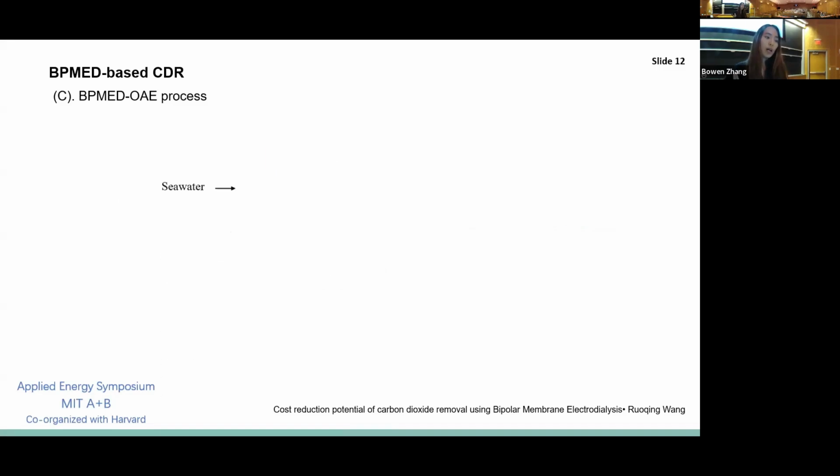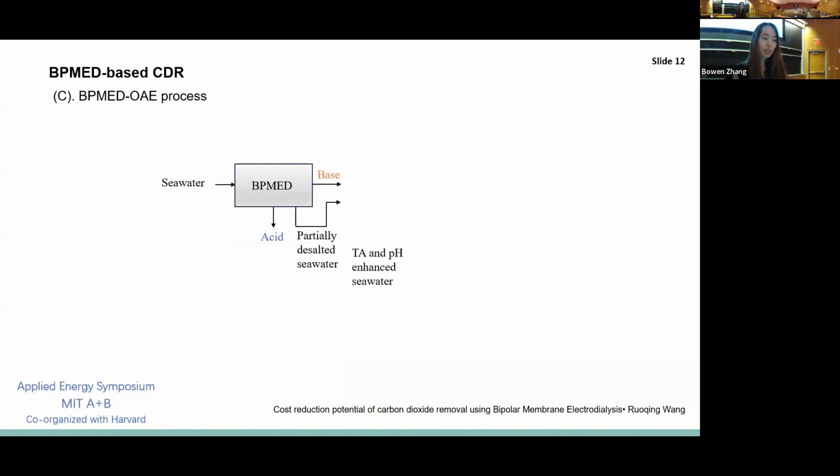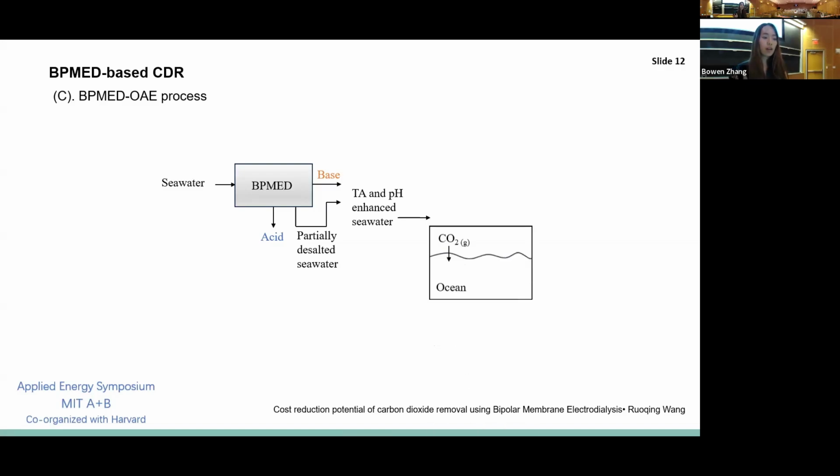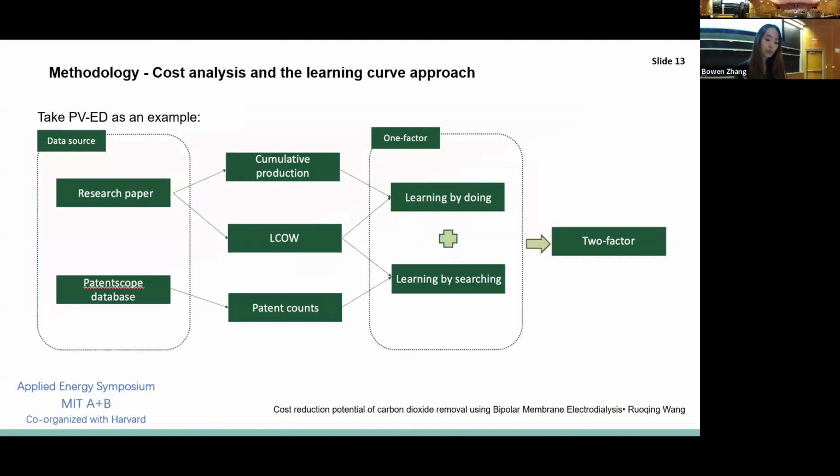And similarly, the OAE process is very similar, but it does not use the acid produced from the system. It's more like a byproduct. So the base will combine with the partially desalinated seawater, and then it will increase the pH and total alkalinity, which will go back to the ocean and absorb more carbon dioxide.